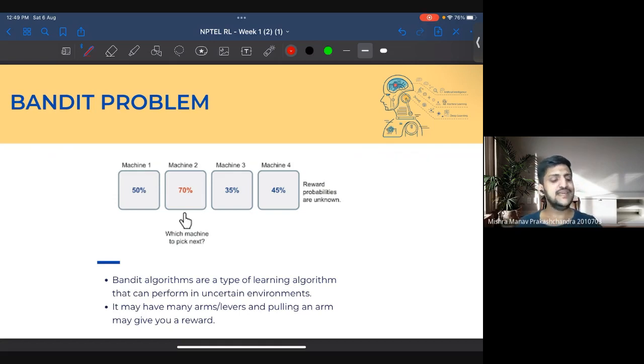Here, in the initial cases, we assume that the distribution is stationary. By stationary, I mean that the underlying distribution of each lever is constant with respect to time. The parameters do not change. So if you assume machine one has a Gaussian distribution, then the mu and the sigma remain constant. If I pull machine one, let's say a million times, I should get the bulk of the points at the mean position, and as I move towards the extreme regions, it should taper off. Initially we take the assumption of a stationary distribution because it's easier to look at. With time, you move on to non-stationary distributions.